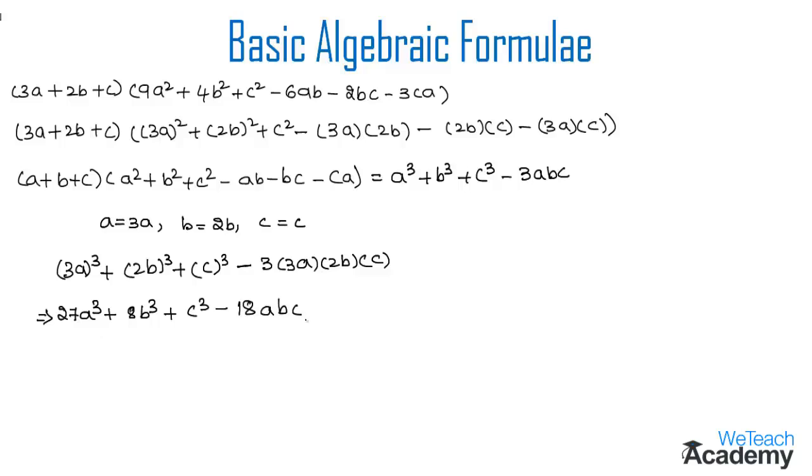So this is how we derive a formula for (a plus b plus c) into (a square plus b square plus c square minus ab minus bc minus ca).